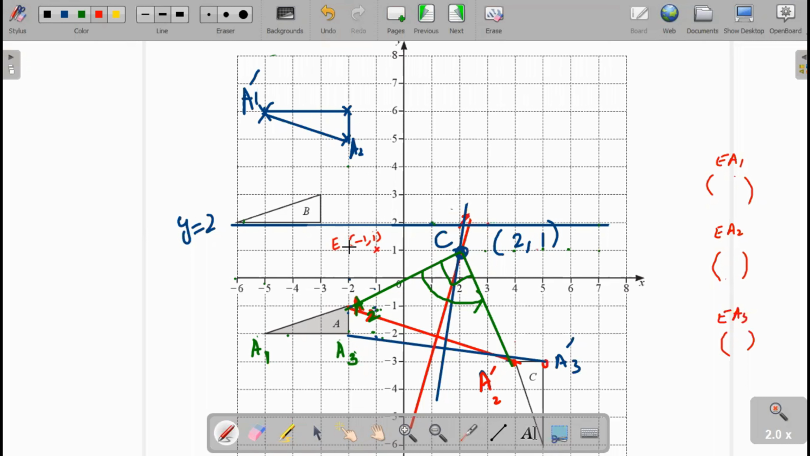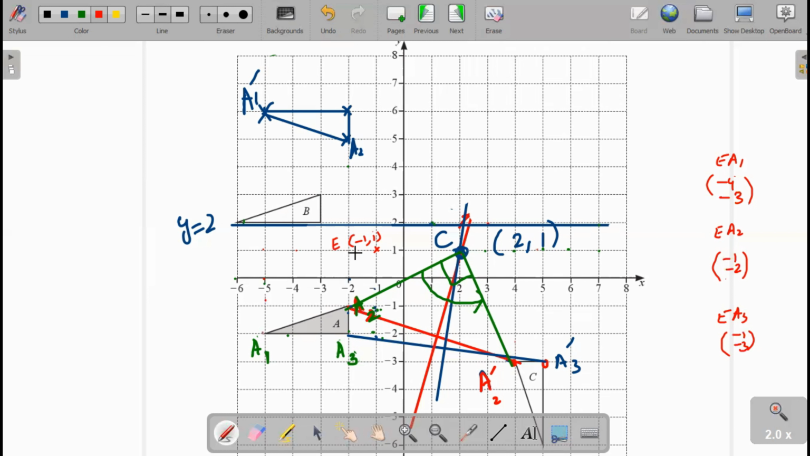Now we see that this point is -1, -2, -3, -4, so -4 is the x coordinate, and then we move downward 1, 2, 3. This is -3. This is the position vector EA1 with respect to E. And same as we find the value of A2. Now here we move left -1, and then we move downward 1, 2, so -1 and -2. And same as A3. EA3 will be -1 and 1, 2, 3, so -3, that is -1 and -3.